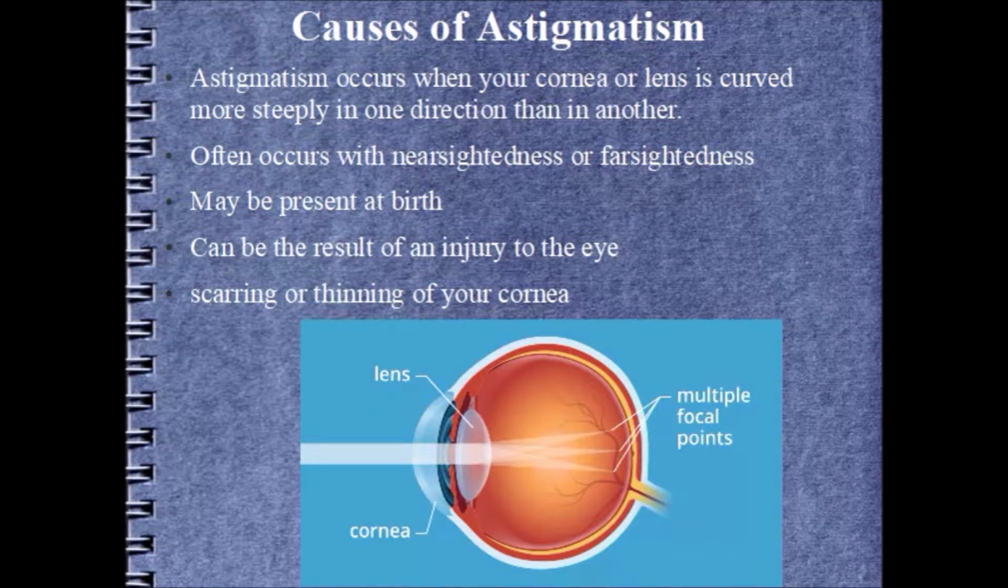What are the causes of astigmatism? Astigmatism occurs when your cornea or lens is curved more steeply in one direction than in another. It often occurs with nearsightedness or farsightedness. It may be present at birth, so it could be a birth injury. It can be the result of an injury to the eye from some other type of injury, maybe a sports injury or something. And it can also be scarring or thinning of your cornea.